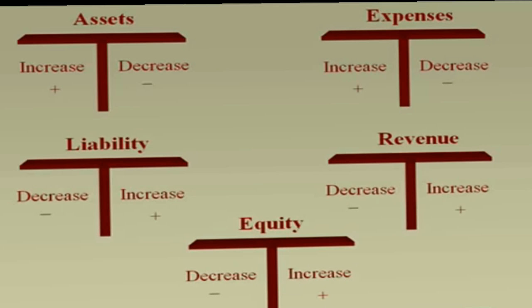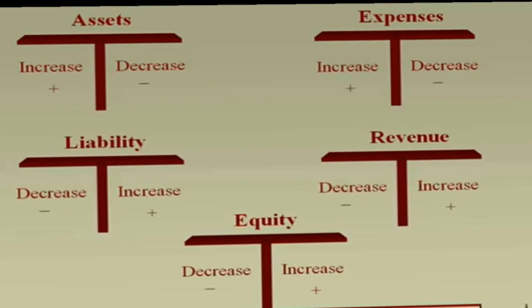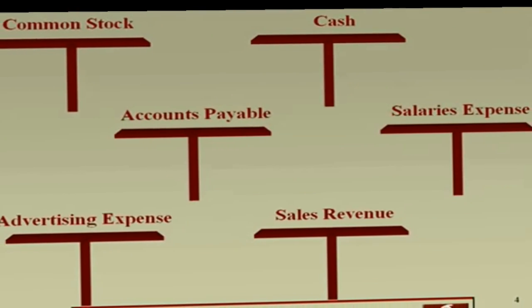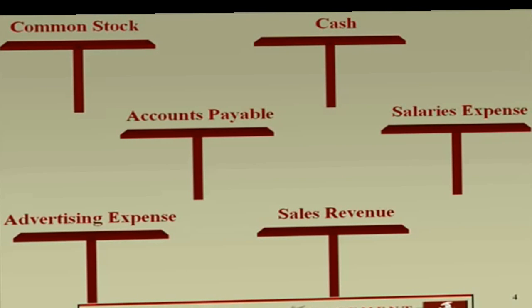Now, I want you to do a short exercise. It won't take you more than 5 minutes. I'm going to show you 6 accounts. Here they are: common stock, cash, accounts payable, salaries expense, advertising expense, sales revenue. What I want you to do is to print this out. Then, based on the laws, I want you to think about it a couple of minutes, and for each one, put plus or minus.